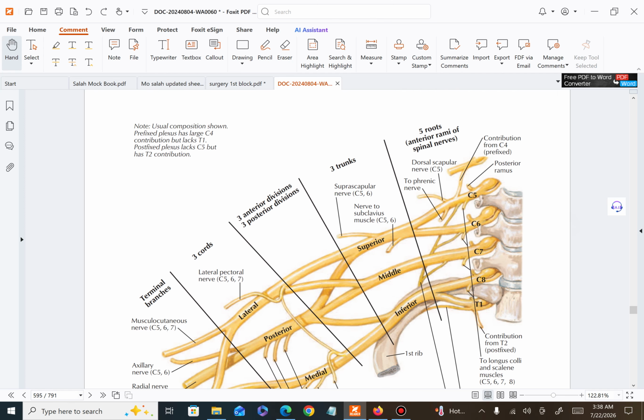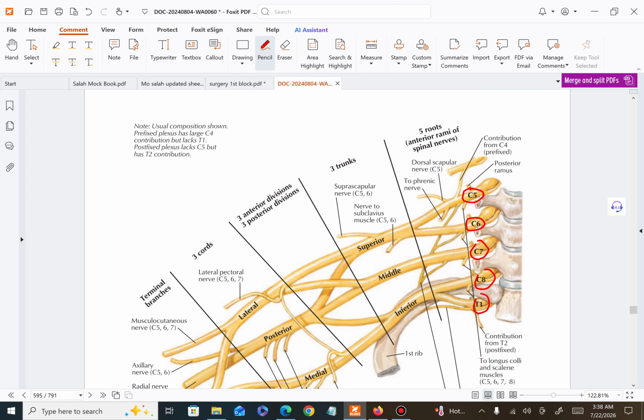Hello, let's talk about the brachial plexus. The brachial plexus is the network of nerves which supplies the shoulder region and the upper limb region. It is formed by the ventral rami of C5, C6, C7, C8, and T1.